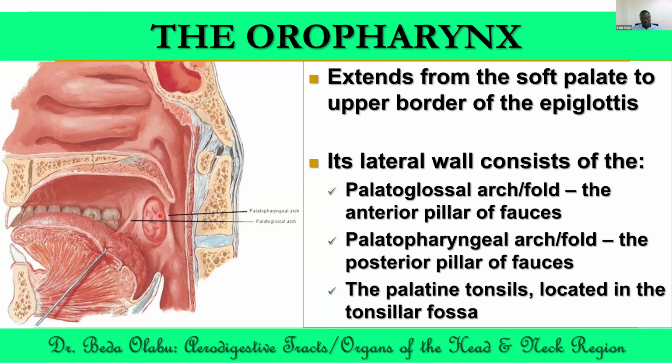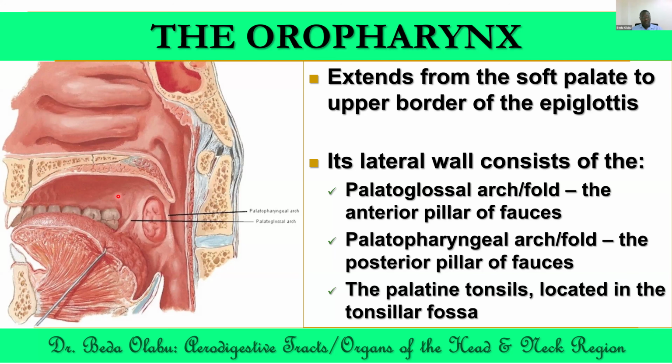And with respect to the location of the palatine tonsil, we see that these folds form some pillars. We call these pillars the pillars of Pharynx. And so the palatoglossal fold is the anterior pillar of Pharynx, and the palatopharyngeal fold is the posterior pillar of Pharynx. The palatine tonsil is between the two, lying within that depression, which we call the tonsillar bed.